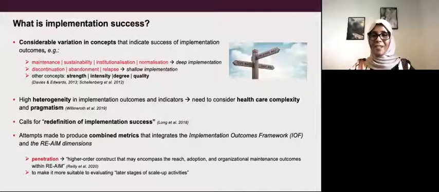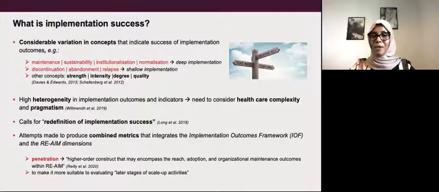When we looked into the current literature, we found that there is a lot of variation in concepts that indicate success of implementation. Different terms are used. For example, on one hand, we have terms such as maintenance, sustainability, institutionalization, normalization that indicate deep implementation. On the other hand, we found terms such as discontinuation, abandonment, relapse that indicate shallow implementation. Other concepts are used also to indicate success of implementation outcomes, such as strength, intensity, degree, and quality of implementation.